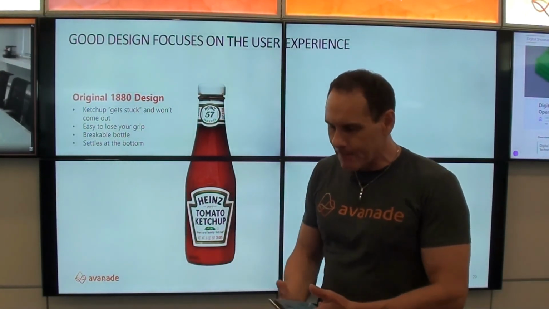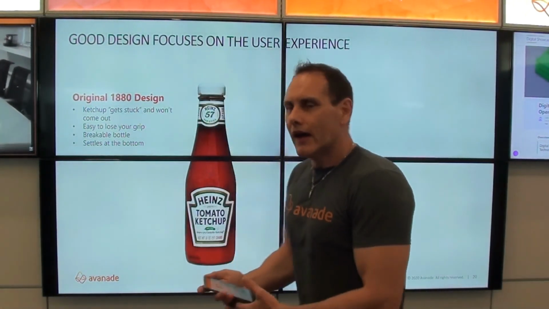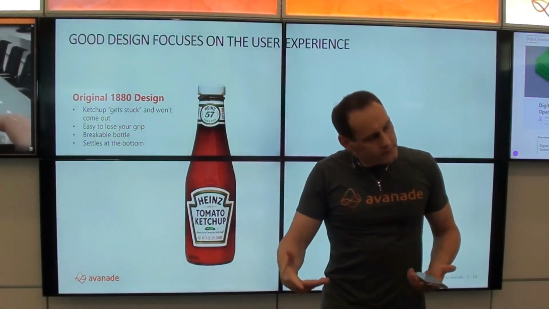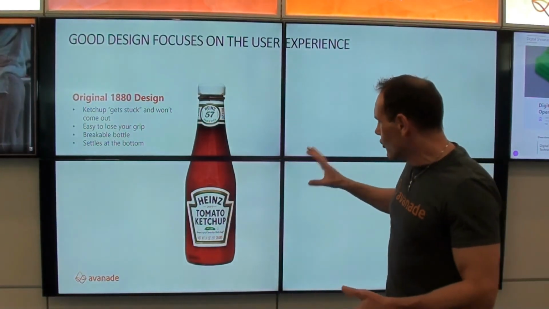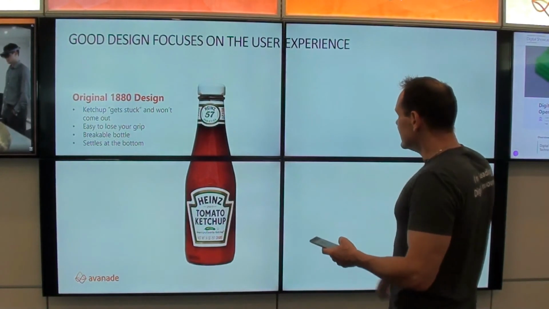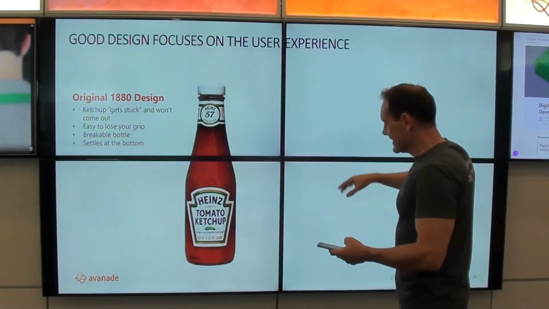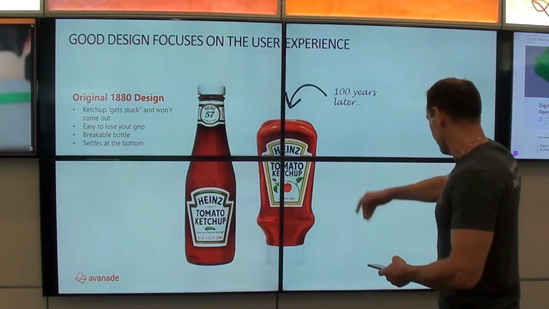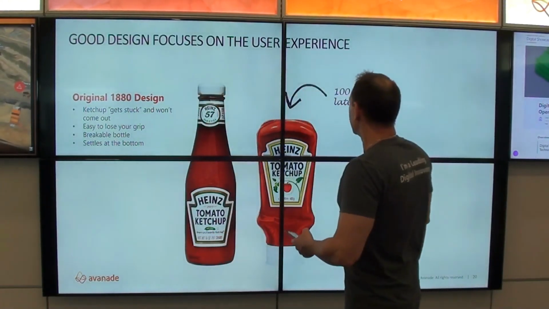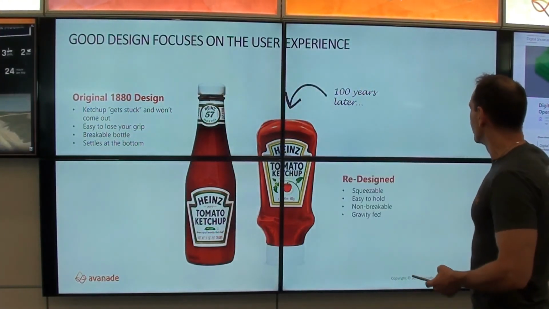What it said is, gently tap your knife at the neck of the bottle to get the ketchup flowing. So, all right, if your product needs instructions like that, you probably know that there's something not quite right. So, these designers at Heinz started redesigning this bottle, and what they came up with is this, addressing the majority of the concerns that they identified. So let's take a look.